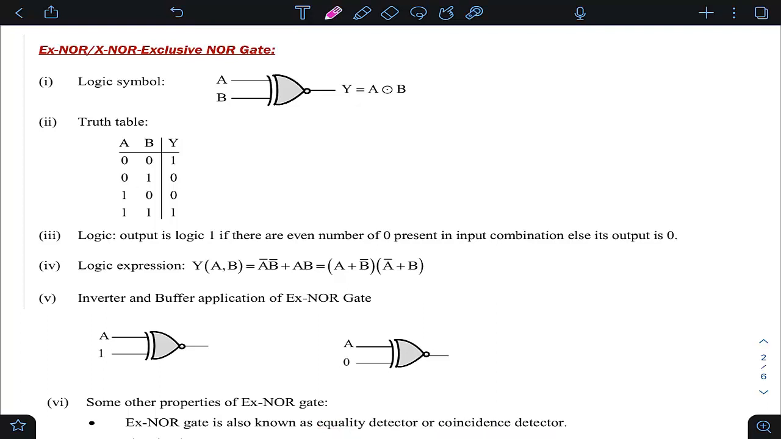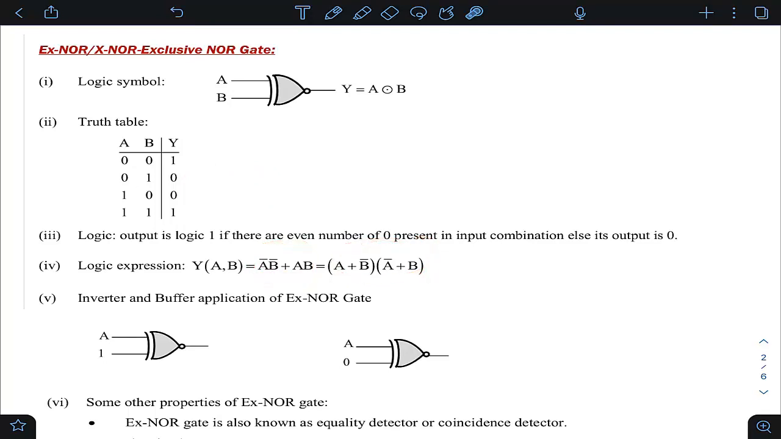So the logic expression of XNOR gate is Y(A,B) equals A bar B bar plus AB. If you observe the min term notation, it is 0 0, A bar B bar, and here it is AB. And if you observe the max term notation, here it is A plus B bar and here it is A bar plus B. So both of these are equivalent. This is the min term notation, this is the max term notation.